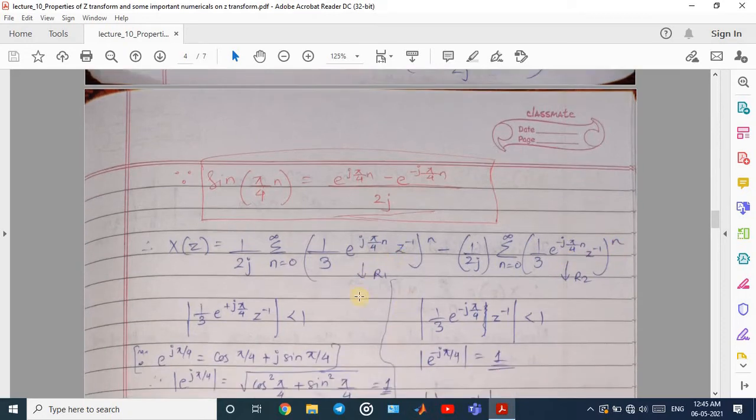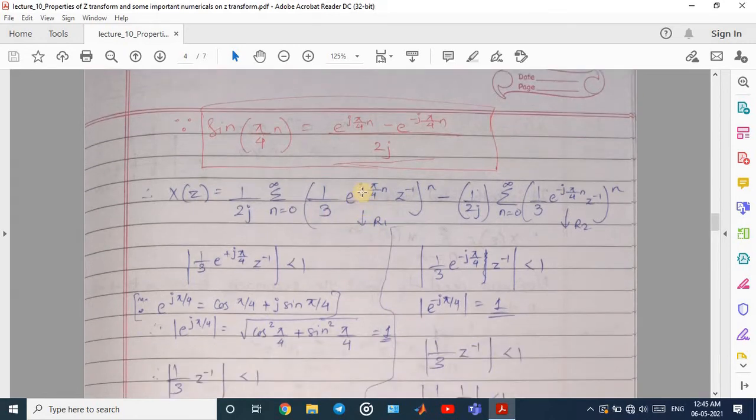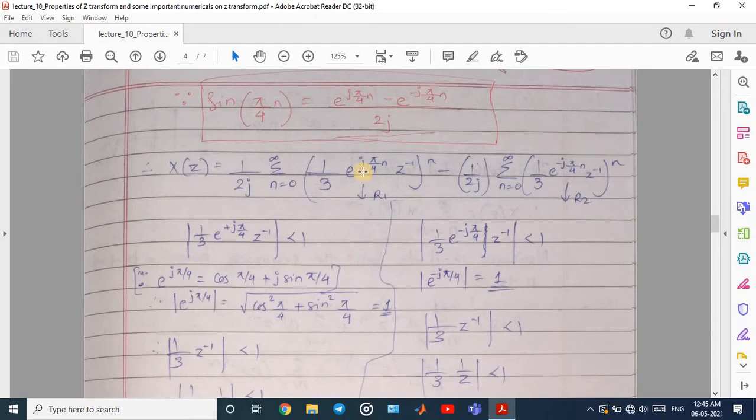So now this is the point at which we are going to find out our ROC. Consider this as ROC number 1, and this as ROC number 2. Again we have to take the intersection. We will solve step by step. So R1 we will solve for this one. Mod of this whole term should be less than 1. I have written here mod of 1 upon 3 into e to the power j pi by 4 into z inverse less than 1. Now simplify.